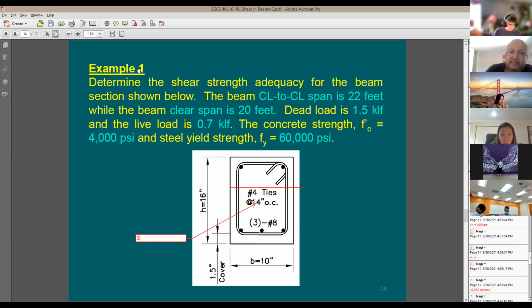It says here in this example, determine the shear strength adequacy for the beam section shown below. The beam center line to center line span is 22 feet. So the beam span itself is 22 feet, center to center, which means center of column to center of column.